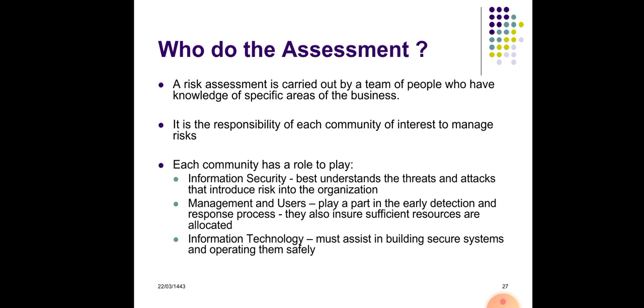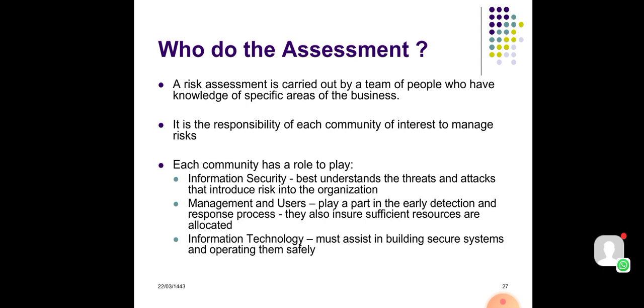It is the responsibility of each community of interest to manage the risk. So a number of people will be there, and all the people who are part of the organization try to manage the risk. Each community has a role to play. Information security best understands the threats and attacks that introduce risk into the organization. Management and the users play a part in early detection and the response process. They also ensure sufficient resources are allocated. Then information technology must assist in building secure systems and operating them safely.